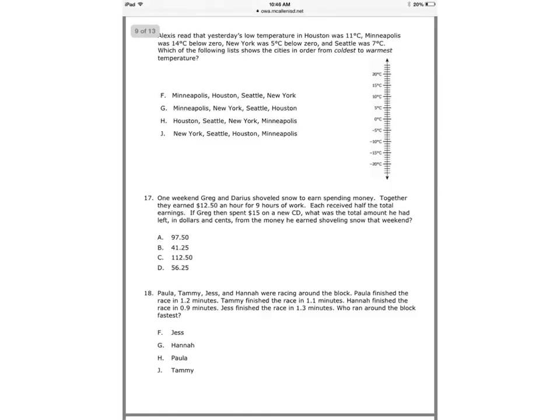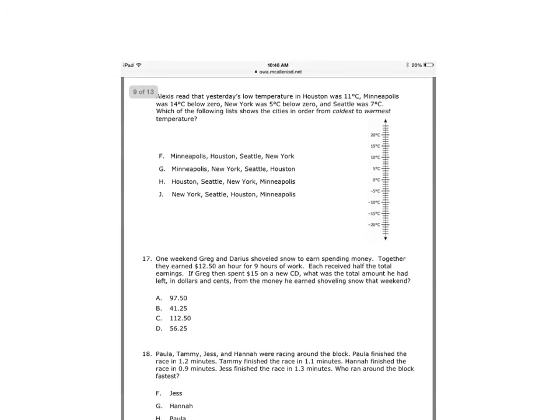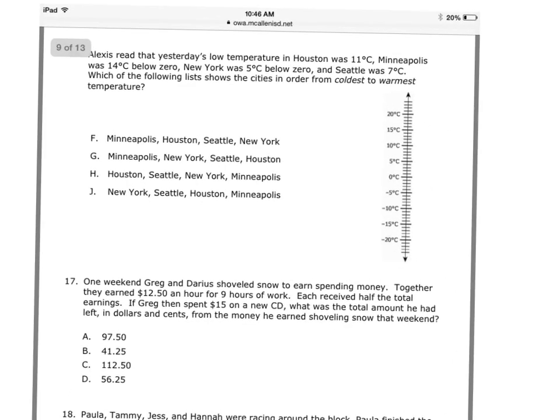Alexis read that yesterday's low temperature in Houston was 11 degrees. Minneapolis was 14 below 0, New York was 5 below 0, and Seattle was 7. Which of the following lists shows the cities in order from coldest to warmest? So I'm going to do Houston was 11, which is right there. This is a stylus, it's not really accurate. Minneapolis was 14 below 0, which is right here. Negative 14. New York was 5 below 0. And Seattle was 7. Okay, so that's Houston, that was Seattle, negative 5 was New York, and negative 14 was Minneapolis.